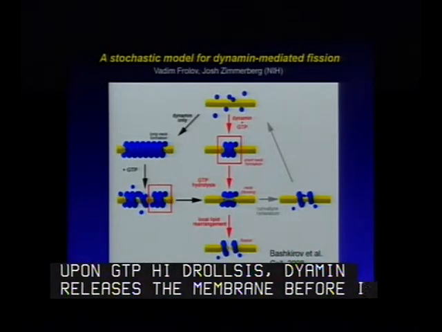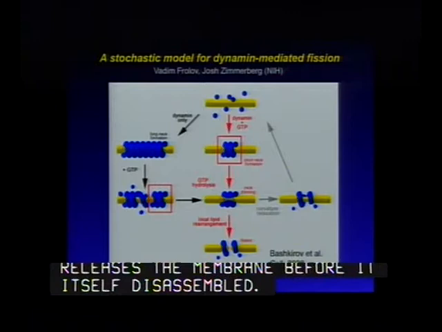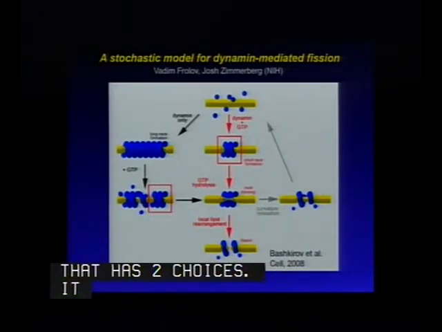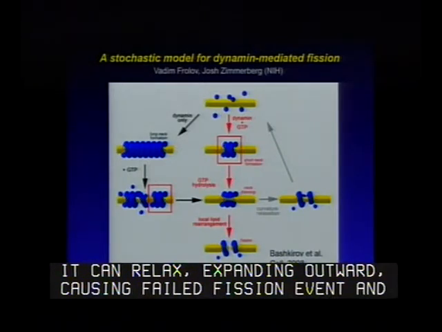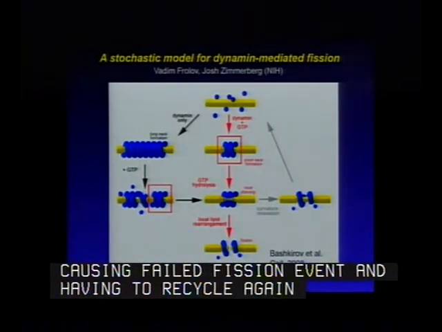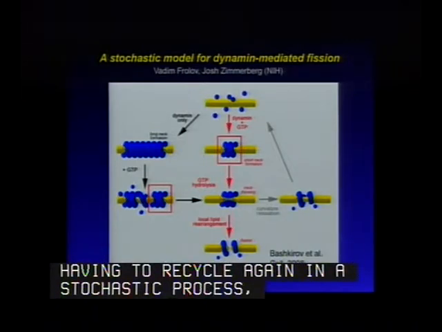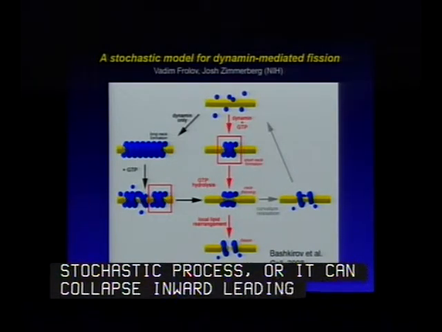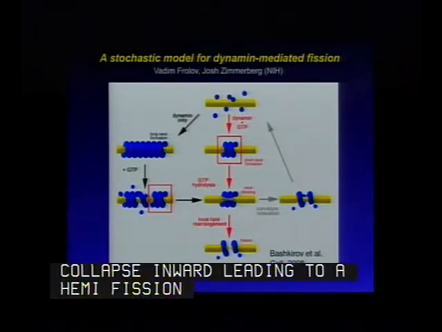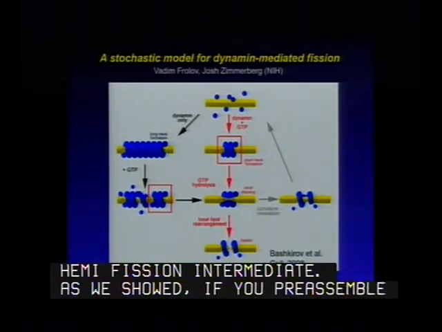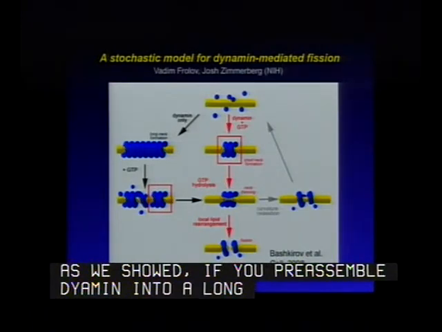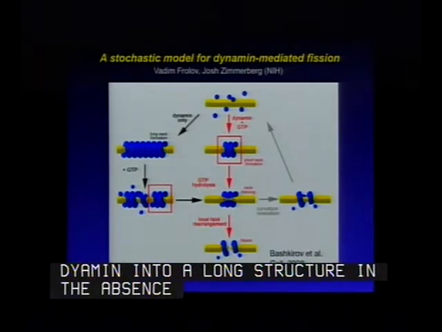That released membrane has two choices. It can relax, expanding outward, causing a failed fission event and having to recycle again in a stochastic process, or it can collapse inward, leading to a hemifission intermediate and fission. As we showed and Vadim showed, if you pre-assemble dynamin into a long structure in the absence of nucleotide and then add GTP, this will not mediate fission.